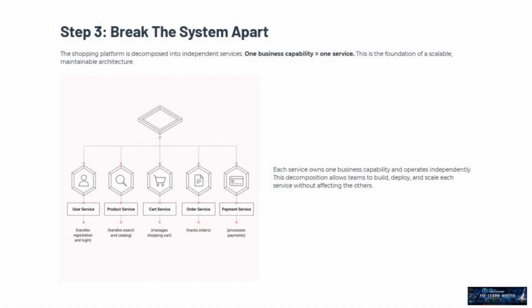Once we've identified the services, we need to organize them properly. Modern systems are built using separation of concerns. Each service should have one primary responsibility. The user service manages users. The product service manages products. The order service manages orders. The payment service manages payments. This approach prevents systems from becoming tightly coupled and difficult to maintain.